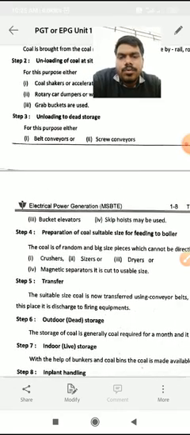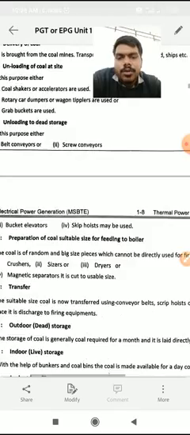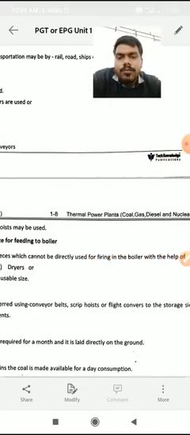So, preparation of coal: suitable size for feeding the boiler. Now we need to separate the coals which are suitable for the boiler. Okay, so coal is random and big in size, right? Coal is of random and big size, which cannot be directly used for firing the boiler.